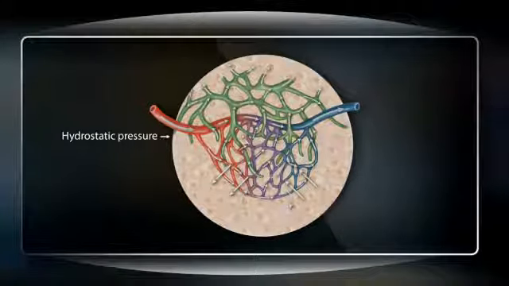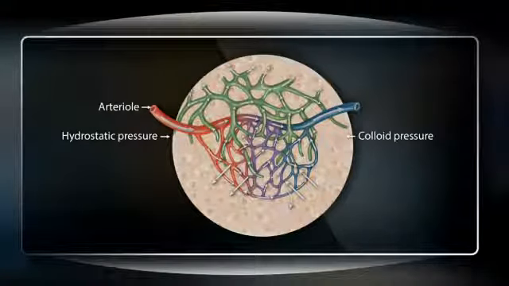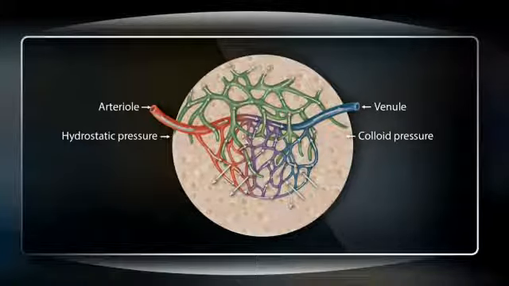Blood pressure or hydrostatic pressure within the capillary bed, especially near the arteriolar end, forces fluid out into the tissue spaces. As blood continues toward the venous end, the colloid oncotic pressure of plasma proteins pulls fluid back into the vascular tree.